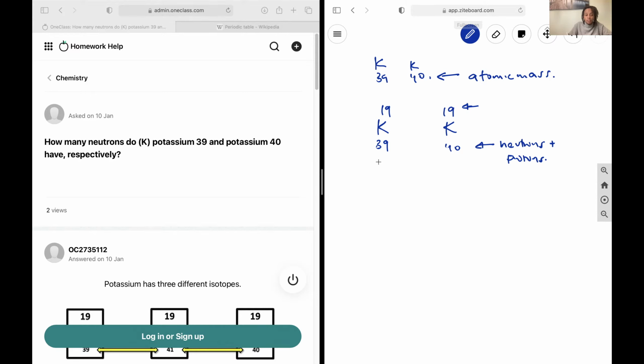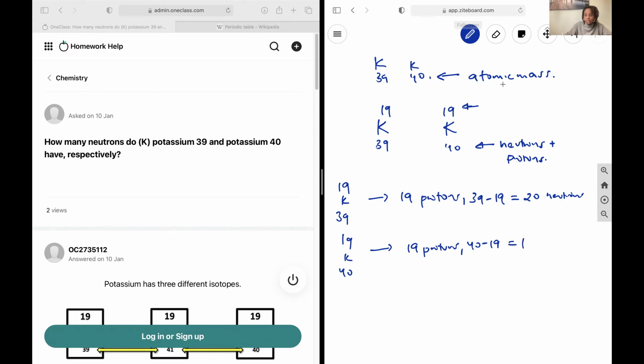And so to find out the number of neutrons in both of these, I'm simply going to take away the 19. And so 19K39 has 19 protons and 39 minus 19, and that will give me 20 neutrons. Potassium 40 also has 19 protons and 40 minus 19 neutrons, and that is going to give me 21. Let me just ensure I'm getting the right numbers here.